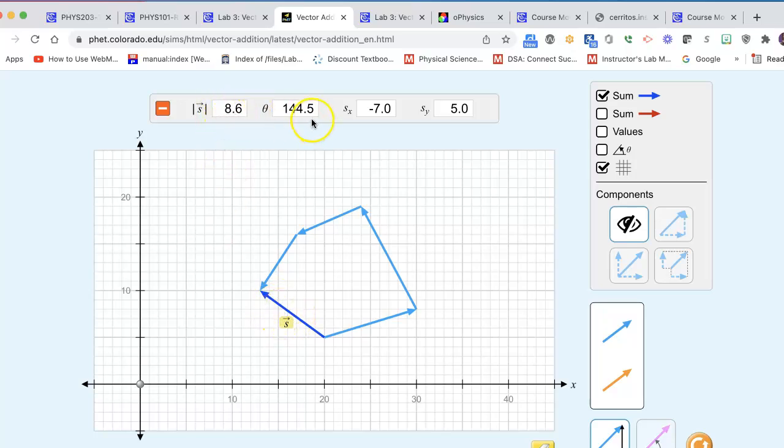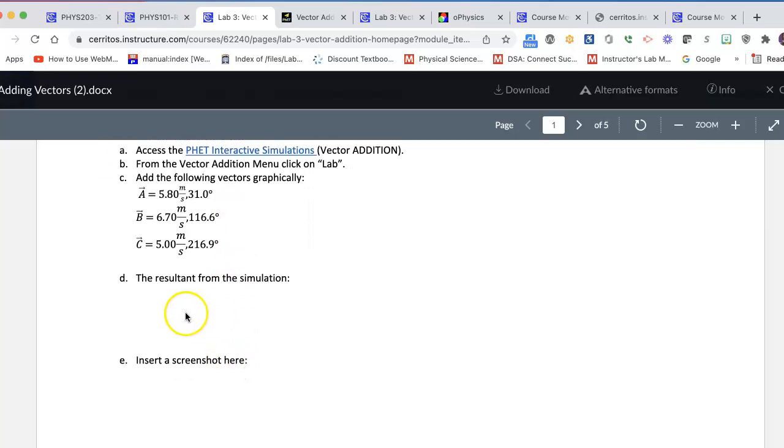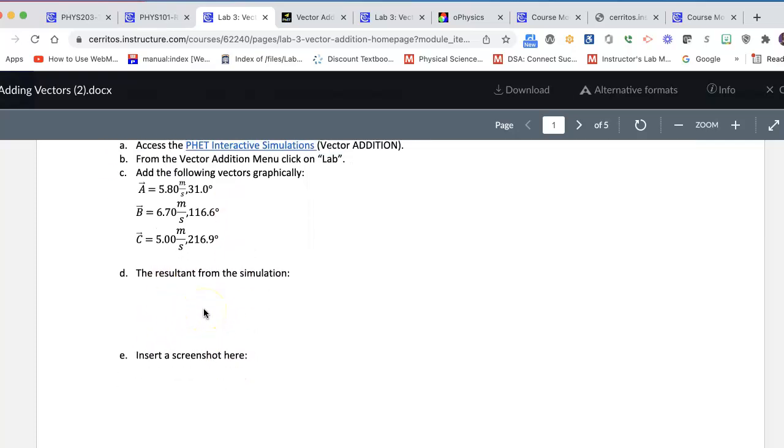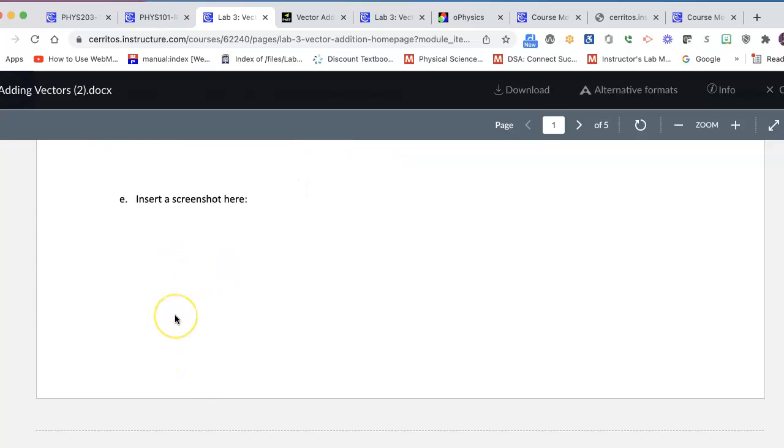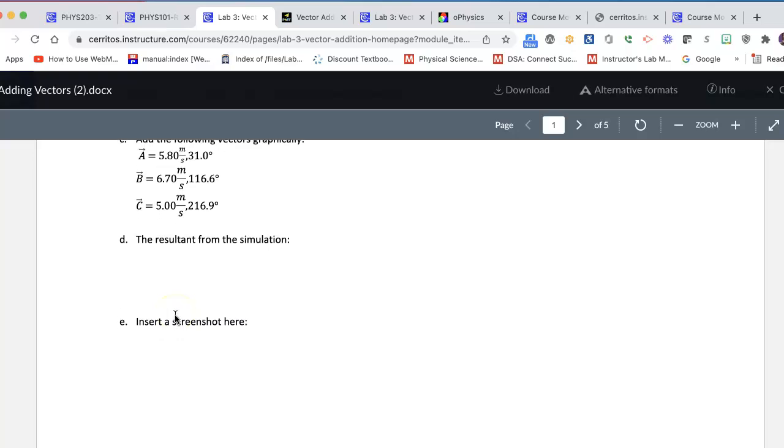It is 8.6, and it has an angle with the positive x-axis of 144.5. Here I am able to determine the magnitude of the vector as 8.6 and its direction determined by the angle 144.5. You need to take a screenshot of that and insert it in your lab report, in your handout here. Then you say what the resultant from the simulation is, magnitude and direction, and insert your screenshot here.